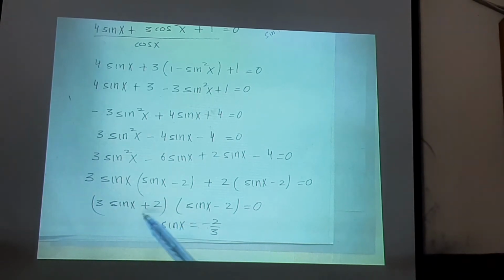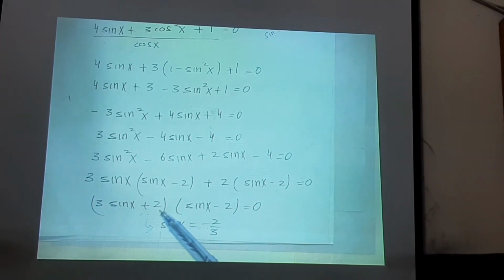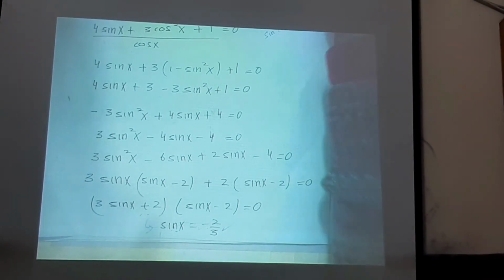Now from here, 3 sin x plus 2, you are going to obtain the value of sin x equal to minus 2 over 3 when you equate this equal to 0. So this was my required answer for part number 1.